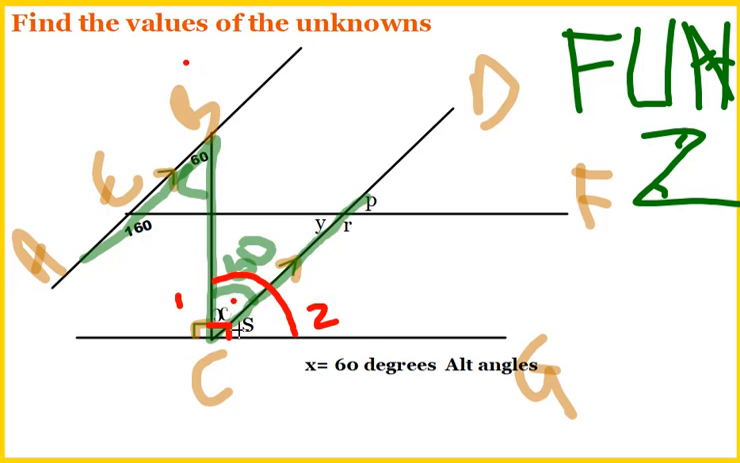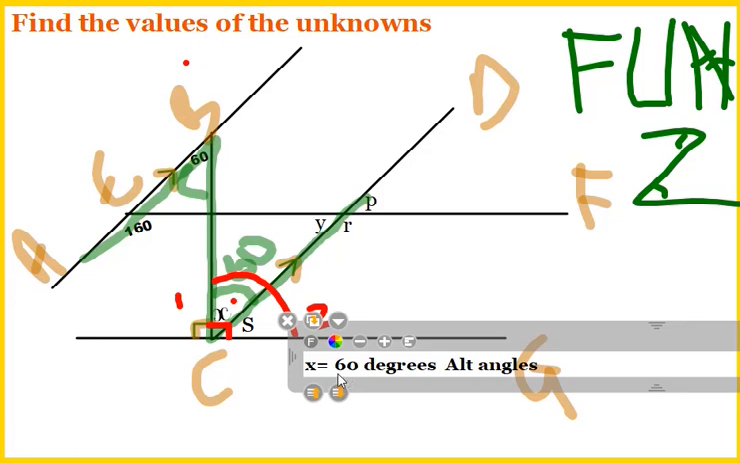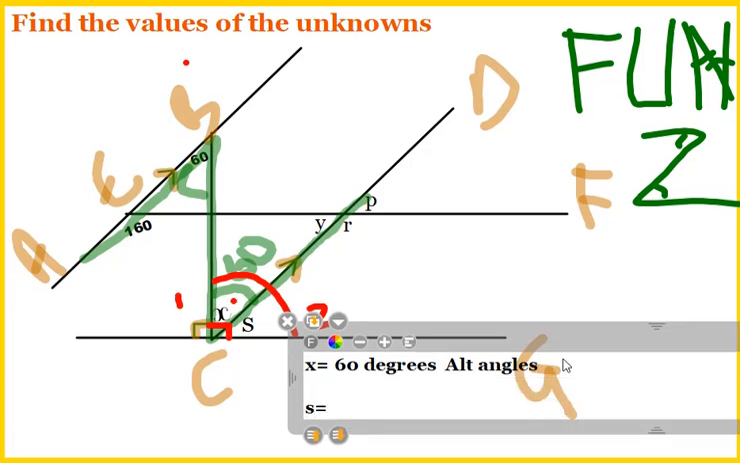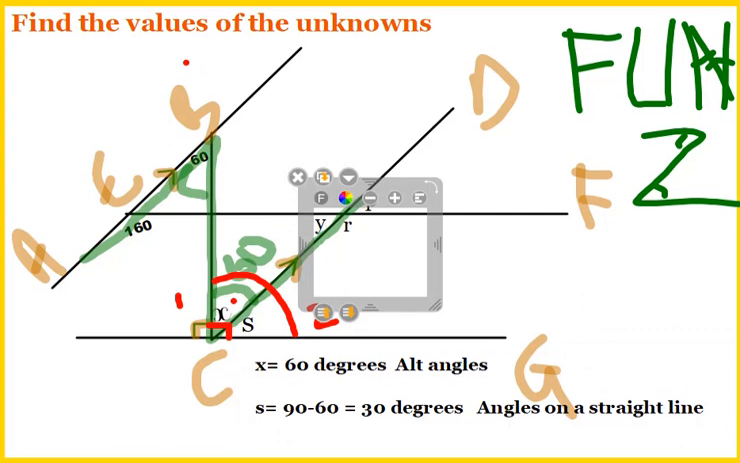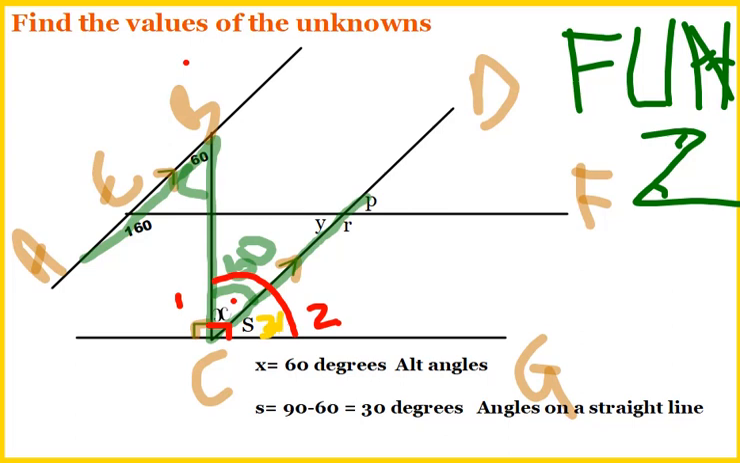If this is 90, then this whole part here will also be 90, because 90 plus 90 is 180. And we already have X. So we say 90 minus X, which is 60, will give us S. We write it as follows: S is equal to 90 minus 60 degrees, which is equal to 30 degrees. The reason is angles on a straight line. This is how you go about solving for S. So let's fill in our answer: angle S is 30 degrees.